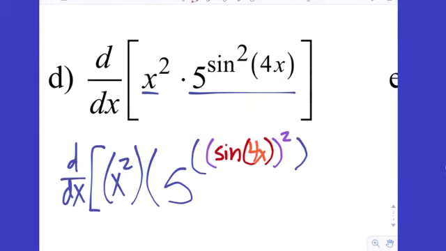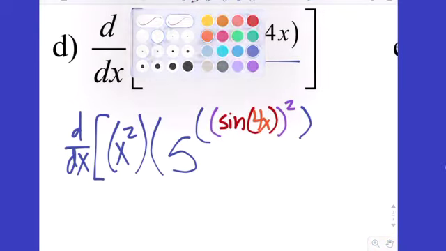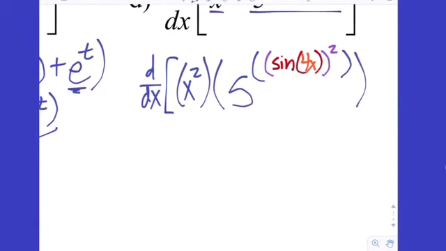So don't be reluctant to write condensed trig expressions or log expressions, as they are sometimes written, in expanded form when you're evaluating it or when you're taking the derivative of it. Okay, so now I've rewritten it. That should help me be successful. So start over here a little bit more to the left than usual.